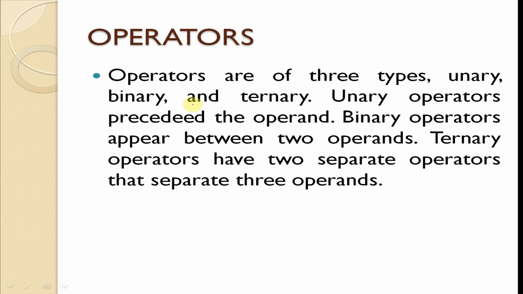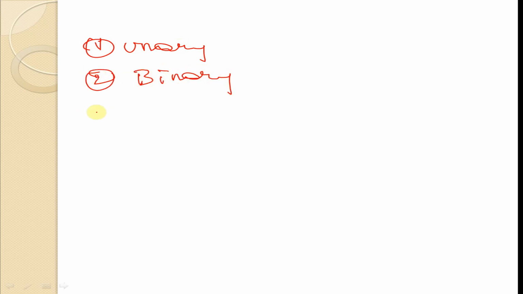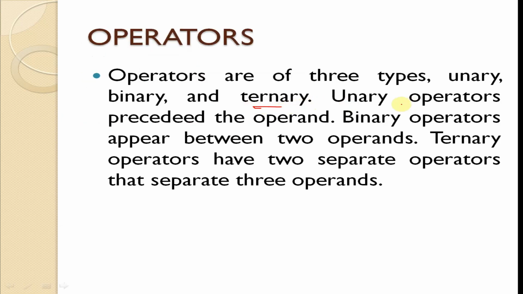Now operators. Operators are of three types. The first one is the unary operator, the second one is the binary operator, and the third one is the ternary operator. So there are three types of operators in Verilog. Unary operators precede the operand, binary operators appear between the two operands, and ternary operators have two separate operators.